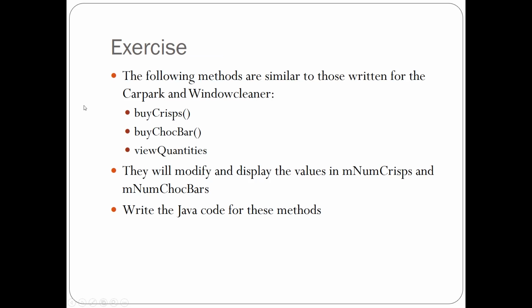So it's a bit of an exercise. Again, have a go at pausing the video. The following methods are similar to those written for our car park and window cleaner class that we've done in the past. We've got buyCrisps, buyChocolateBar, and viewQuantities, and they have a direct effect on the values of the instance variables mNumCrisps and mNumChocolateBars. So again, pause the video and have a go just on a bit of paper of writing the Java code for those 3 methods.